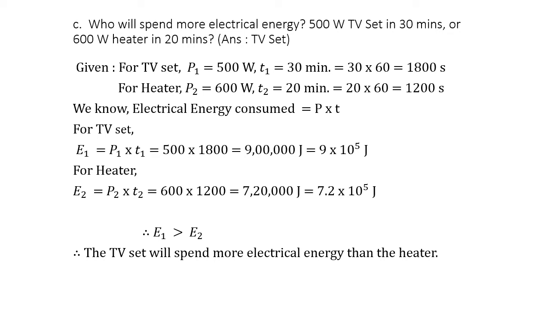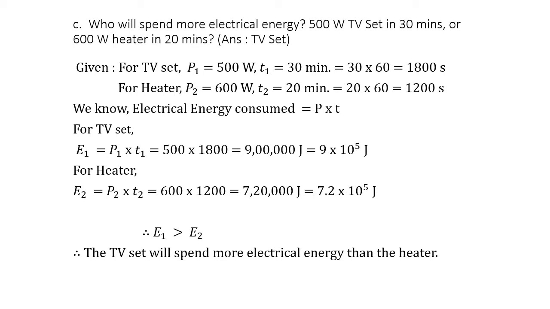Now you can see the power is given in watt, the SI unit, so this minute is not an SI unit. We know that the SI unit of time is the second. So we have to convert these minutes into seconds. We know that 1 minute is equal to 60 seconds. Therefore 30 will be multiplied by 60. So 30 into 60, that is 1800. Correct? 6 threes are 1800. So 1800 seconds, and this 20 minutes will be converted: 20 into 60, that is 1200 seconds.